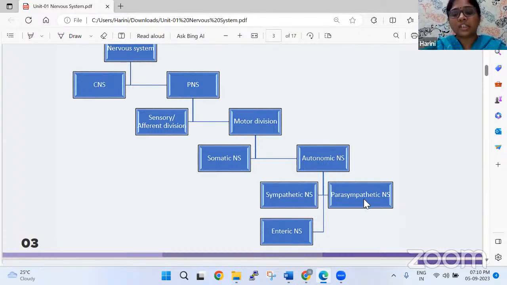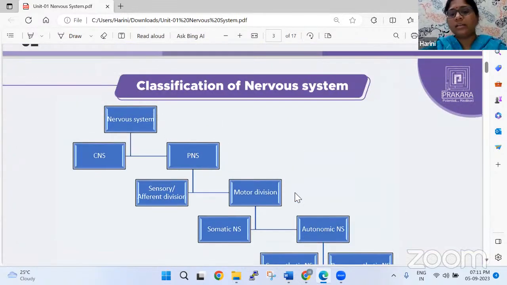80% of the actions are opposite for the sympathetic and the parasympathetic. Like if the sympathetic system is involved in increasing the adrenaline level, the parasympathetic system is involved in decreasing the adrenaline level. So these two functions are opposite, and we have exceptions, right? Everywhere we have exceptions. So this is the organization of the nervous system.